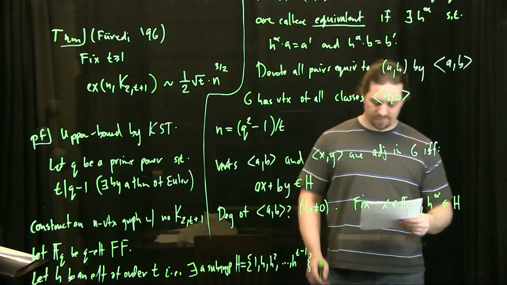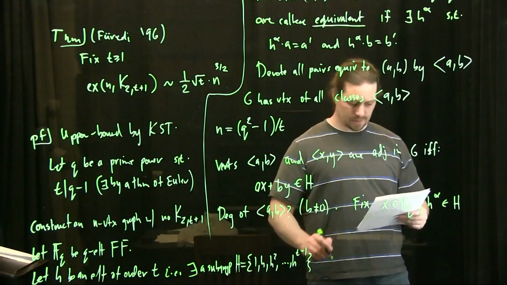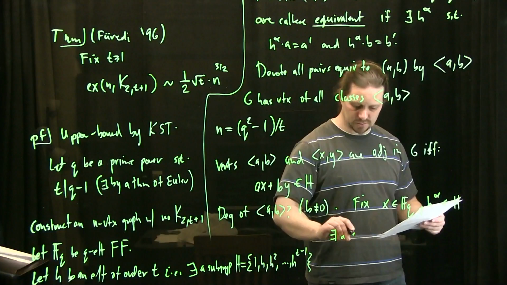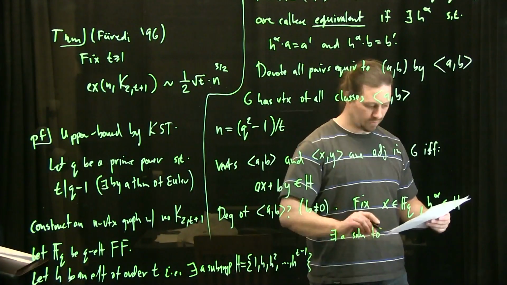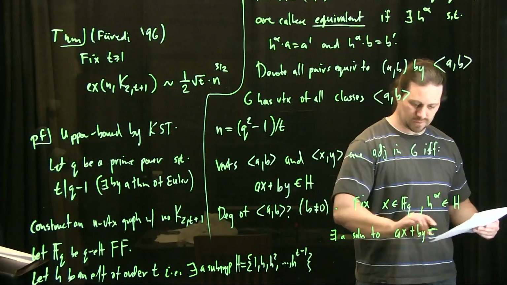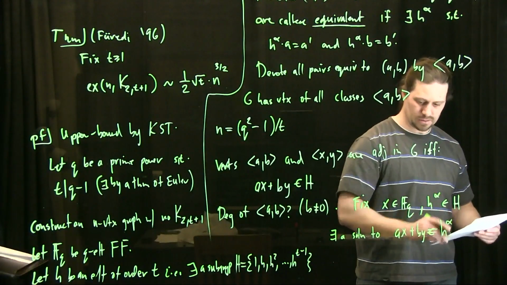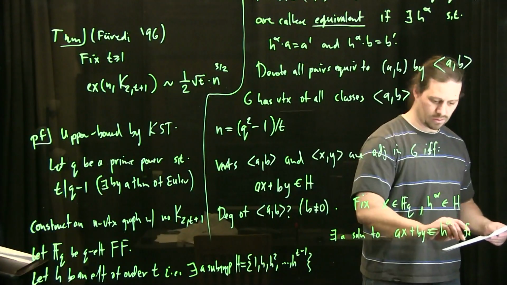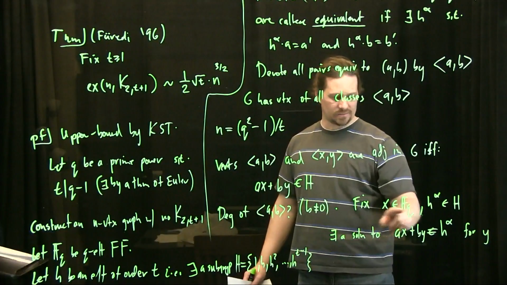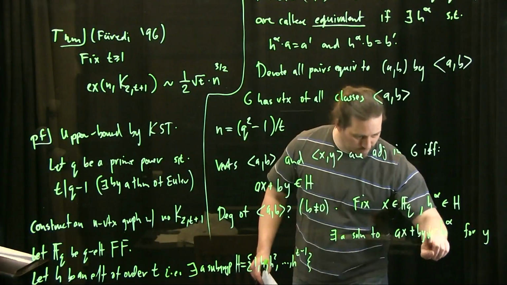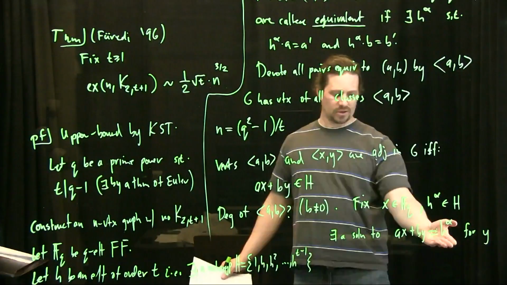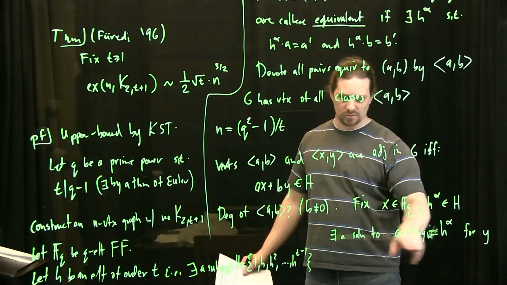Okay? So if I fix those two things here, there is a unique solution to the following equation: AX plus BY equals now H to the alpha. There's a solution to that for Y. Y is the only thing that's not fixed. A and B are fixed. X is fixed. H alpha is fixed. In the field here, this equation can be solved for Y. In fact, there's a unique solution to this.